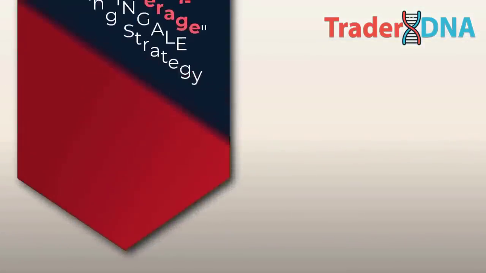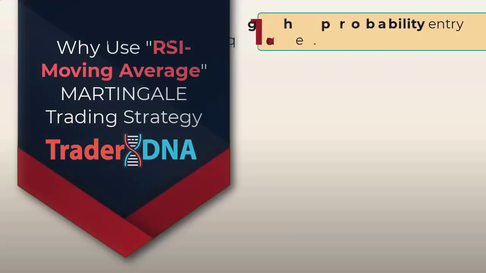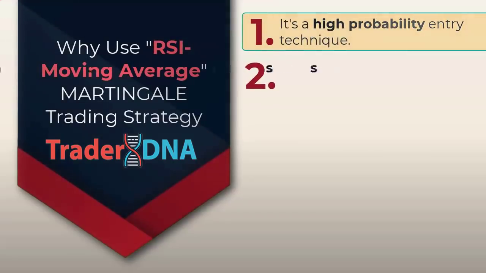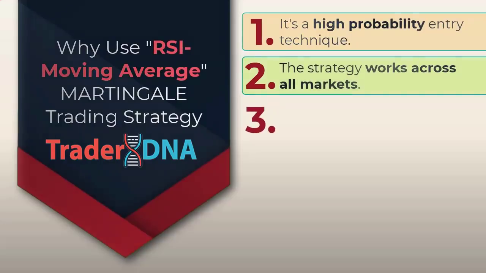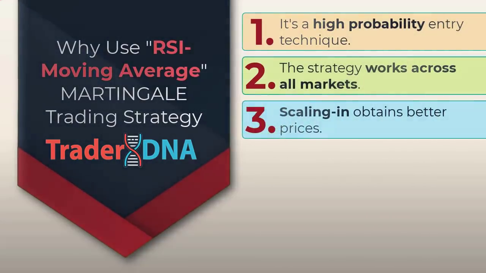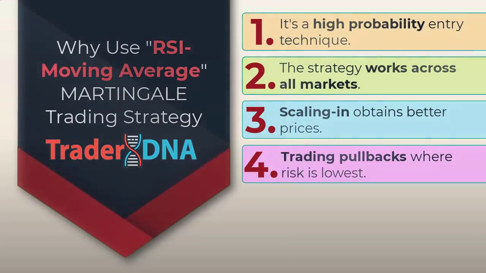So, why use the RSI Moving Average Martingale trading strategy? Here is why you want to use it. The first is a high probability entry technique. Second, the strategy works not only on ETFs, but across all markets: stocks, currencies, cryptocurrencies, etc. Third, scaling in obtains better prices. Fourth, the strategy exploits well-known price patterns, trading pullbacks where risk is lowest.